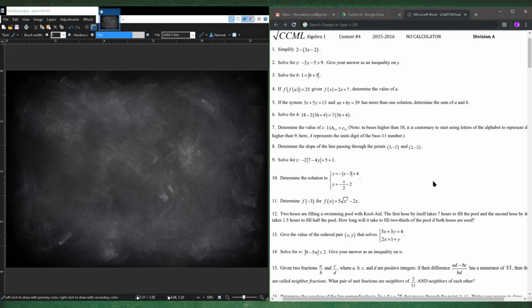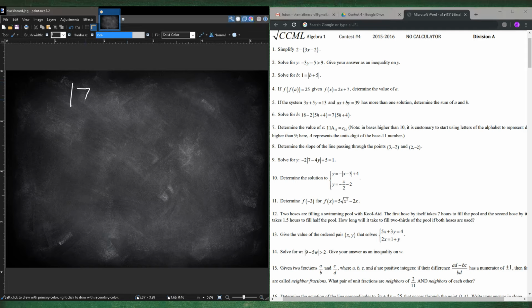Solve for y. -2|7 - 4y|... Let's just get all the constants into one side. So you have 7 minus 4y, which is equal to 1 minus 5, which is -4, and -4 divided by -2 is just 2. So we just need the absolute value of 7 minus 4y to equal 2, which makes sense because -2 times 2 is -4, plus the 5 is 1. So we need this to be equal to 2.